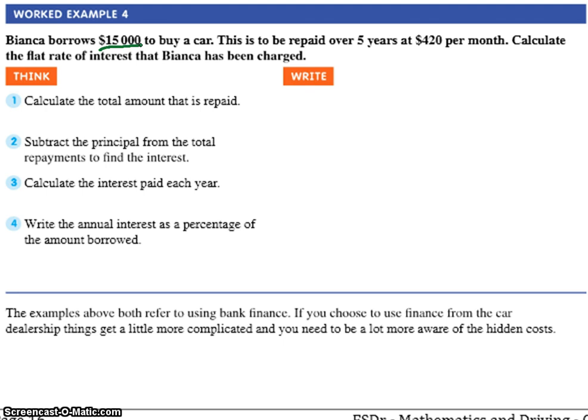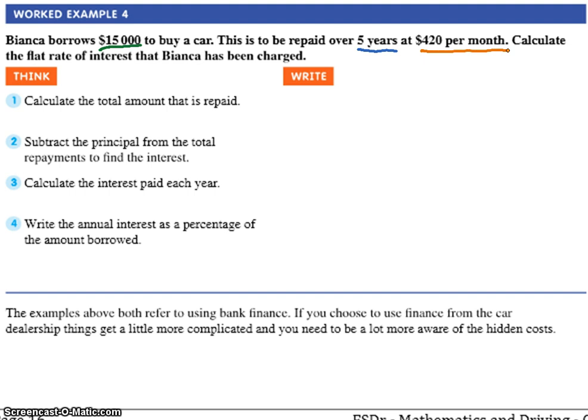The next thing says that it's going to be paid over 5 years at $420 a month. So we've actually been told how much she's going to pay per month. We don't know what the interest rate is. That's what we have to work out. We have to work out what the flat rate, the simple interest, is that she's going to pay.